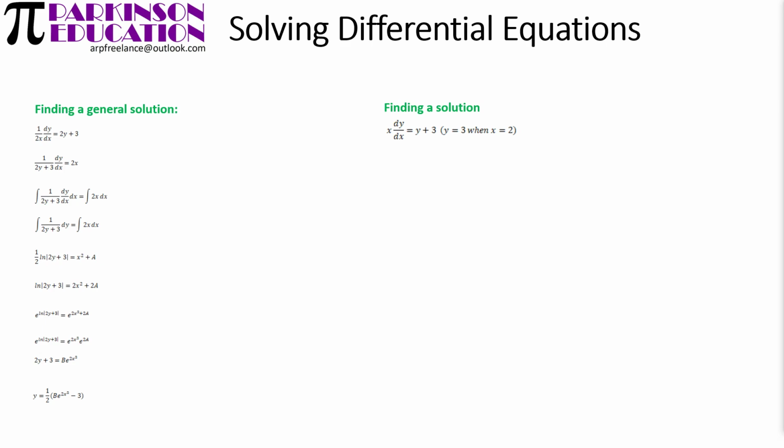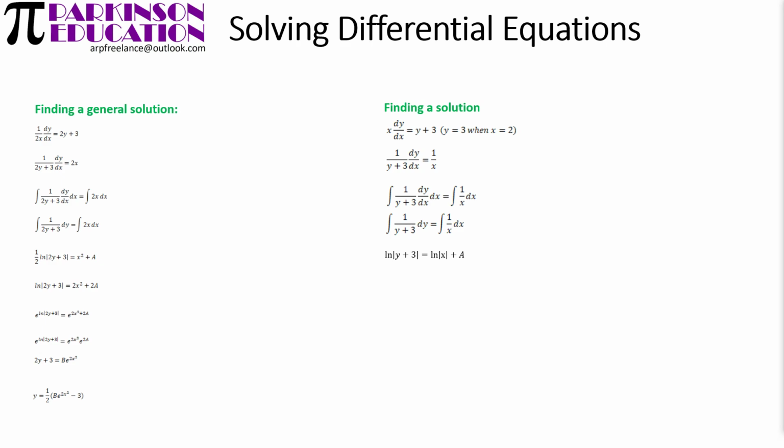My first step, as before, is to separate my variables. Then I integrate with respect to x and cancel my values of dx. I now have the integral of 1 over y plus 3 with respect to y equals the integral of 1 over x with respect to x. Integrate both sides, leaving me with log y plus 3 equals log x plus a.